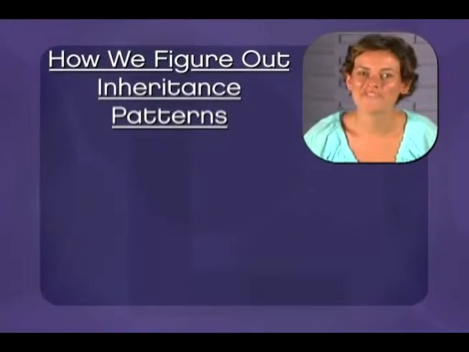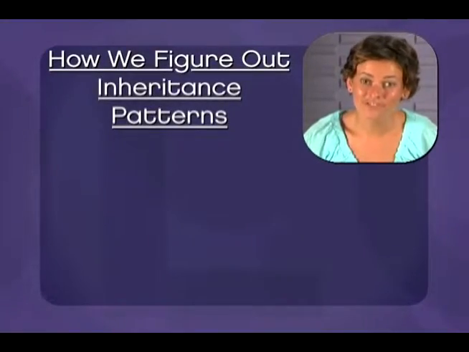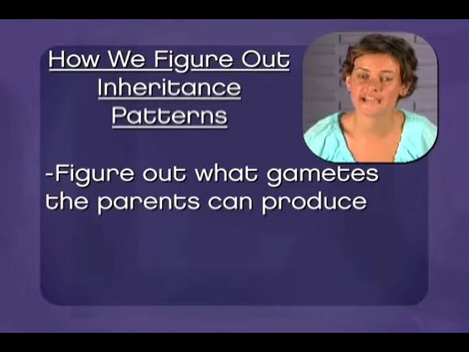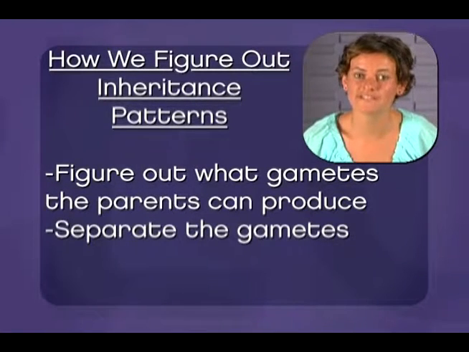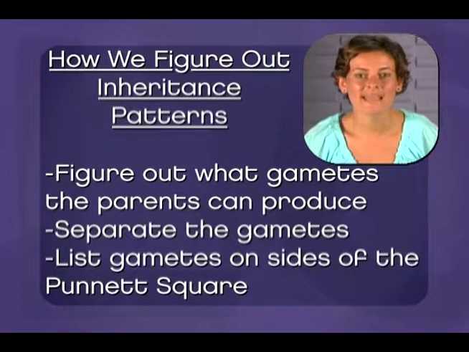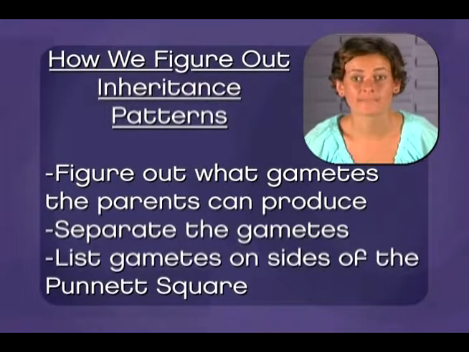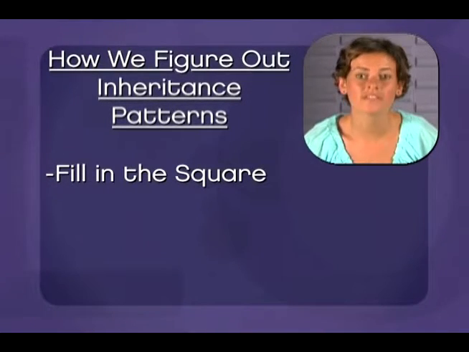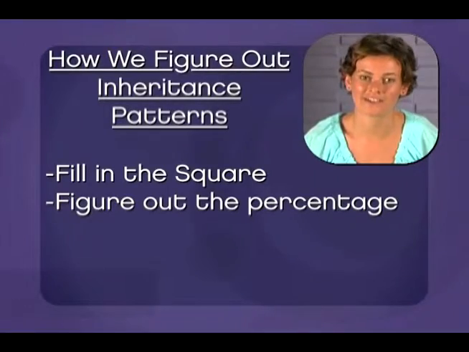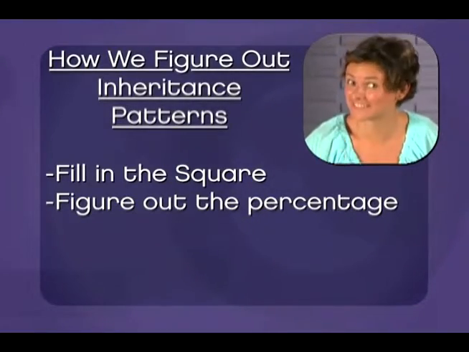Let's recap how we figure out inheritance patterns. First, we figure out what gametes the parents can produce, then separate the gametes using meiosis. List the gametes for each parent on adjacent sides of the Punnett square. Fill in the square, then figure out the percentage chance of each outcome. It's kind of fun. No, really.